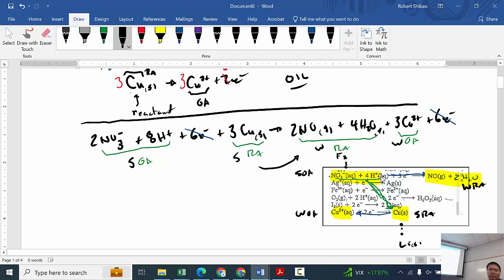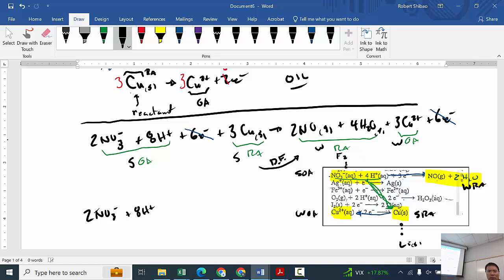You can make a prediction. Well, okay, this reaction is go. So we have driving force. DF stands for driving force. Since the driving force is present, I'm going to rewrite this. If a driving force wasn't present, I wouldn't waste my time rewriting this. I'd go on to the next question.